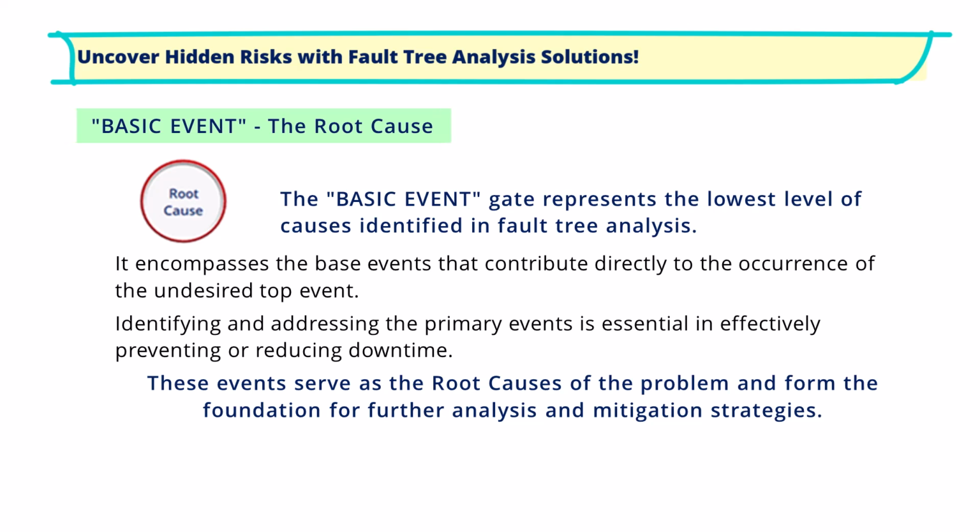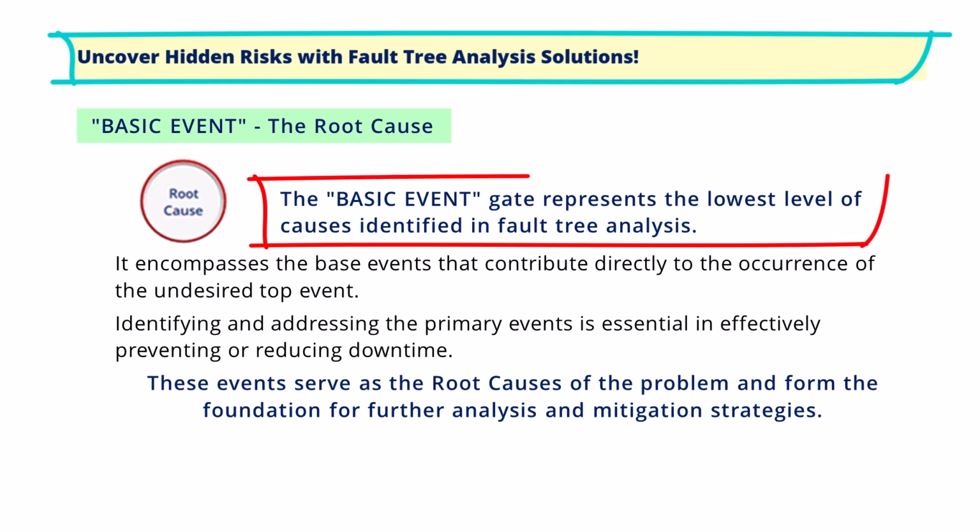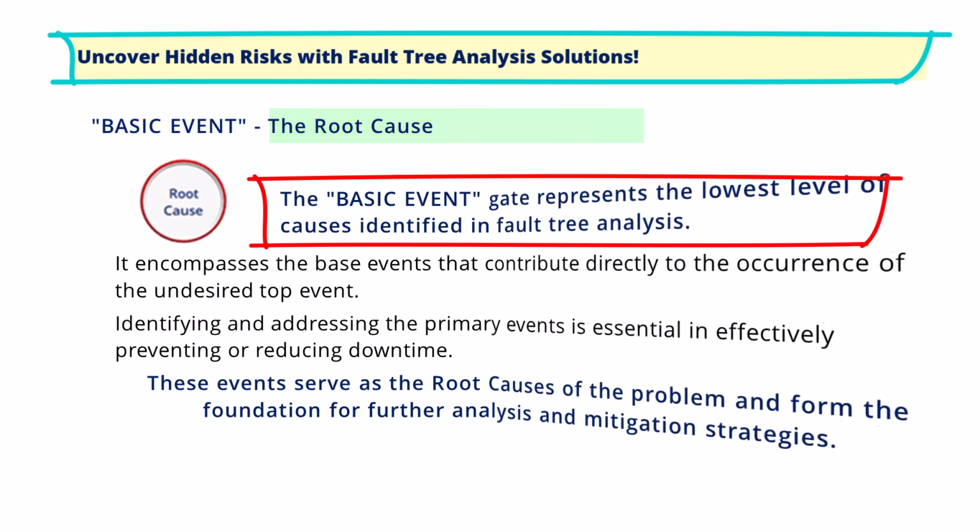Basic event. The root cause. The basic event gate represents the lowest level of causes identified in fault tree analysis. It encompasses the base events that contribute directly to the occurrence of the undesired top event. Identifying and addressing the primary events is essential in effectively preventing or reducing downtime. These events serve as the root causes of the problem and form the foundation for further analysis and mitigation strategies.